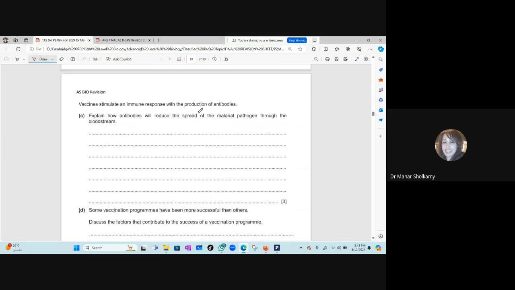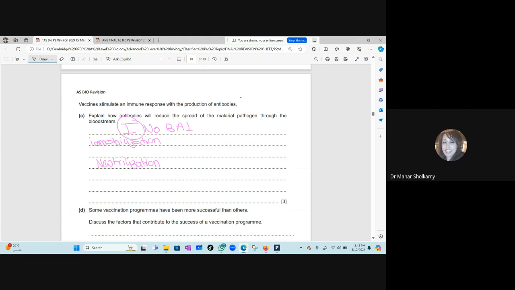Explain how antibodies will reduce the spread of malarial pathogen through the bloodstream. Remind me, what is the mode of action of antibodies? What is I for? Immobilization. Yes. What would you say here? They attach to the flagellum to stop the bacteria from moving. Good. And what about N? Neutralization. Yes, what do you say here? They neutralize the pathogen, the toxins. Good.